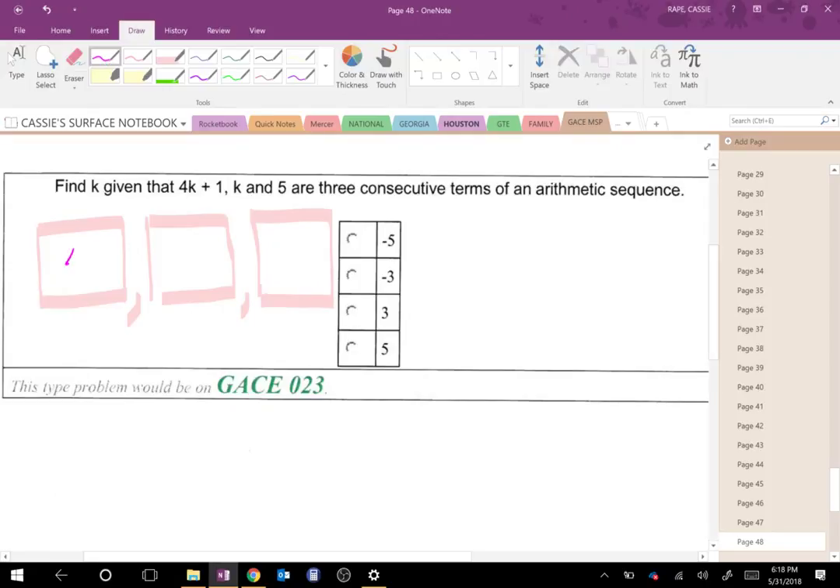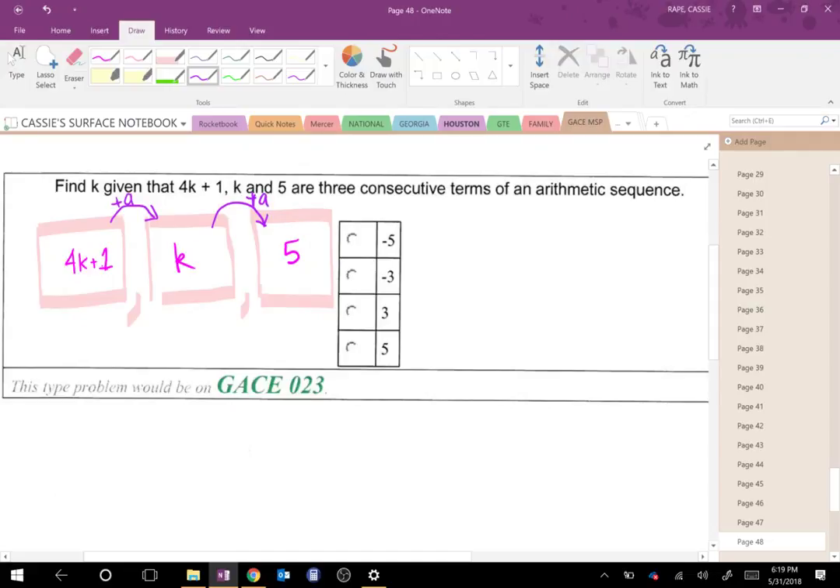For an arithmetic sequence, and it says it's consecutive, so you know that 4k plus 1 is the first term. You know that k is the second term. You know that 5 is the third. Remember that an arithmetic sequence adds the same number every time. Unfortunately, we don't know that number. We know that to get from 4k plus 1 to k, we had to add some number, and I'm just going to go with a. And we know that to get from k to 5, we had to take k and add a.